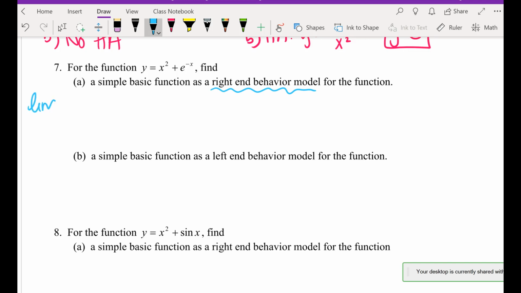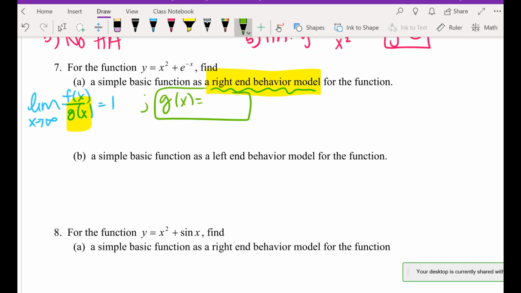The limit of f of x divided by g of x equals 1 as x approaches infinity. Beautiful, okay? Now remember, the g of x is the right end behavior model. It's the g of x. So really, I'm just looking for g of x equal to something, right guys? Okay, all right, here we go.